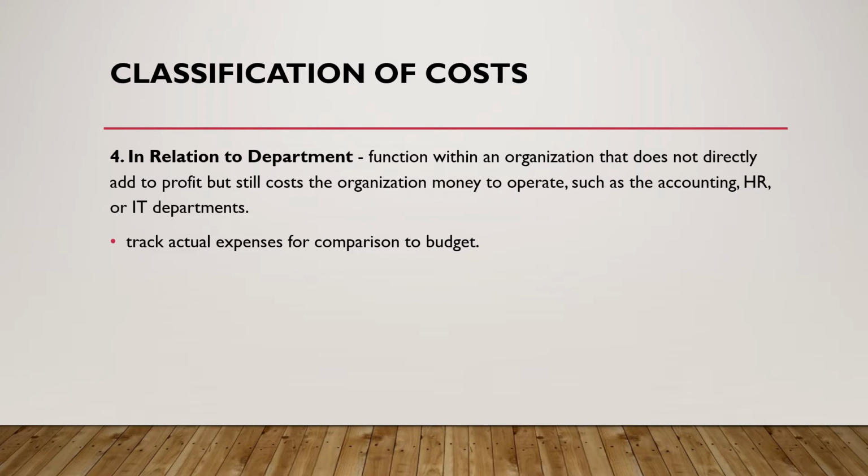The fourth classification of cost is the cost in relation to the department. This function within an organization does not directly add to profit but still costs the organization money to operate, such as the accounting, HR, or IT department. It also tracks actual expenses for comparison to budget. A cost center indirectly contributes to a company's profit through operational efficiency, customer service, or increasing product value.